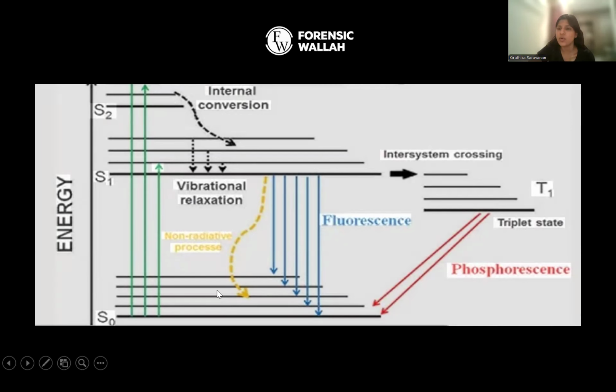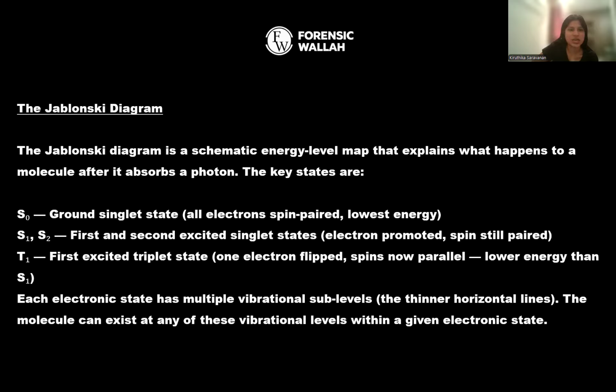When the molecules absorb the photon or light particles, they get excited and move from S0 to S1 and S2 respectively. So this is the Jablonski diagram. First let us see the content of it, then we'll move to the diagram for better understanding. This is a schematic energy level map which explains what happens to a molecule after it absorbs a photon. So these are the key points.